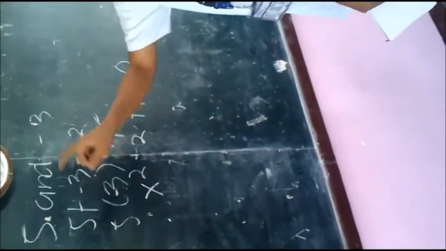So another example, the roots are 5 and negative 3. The solution set is here, 5 plus negative 3 is equal to 2.